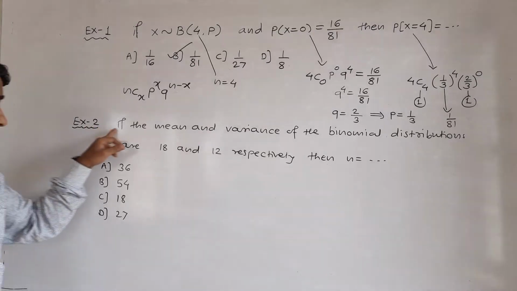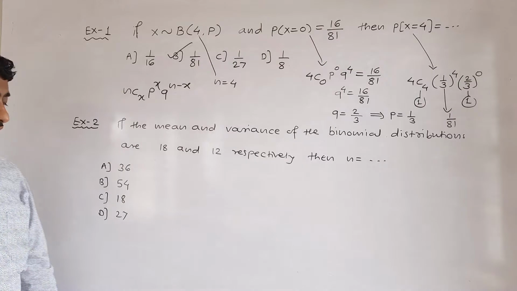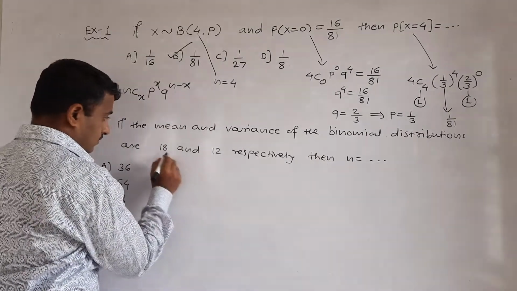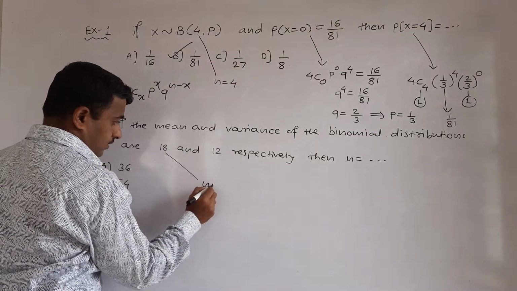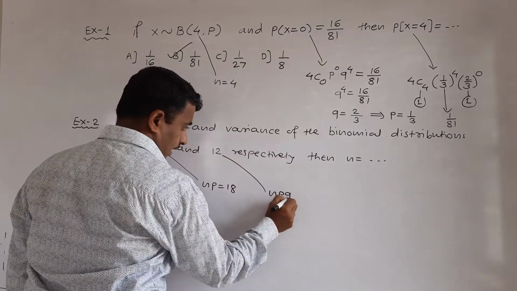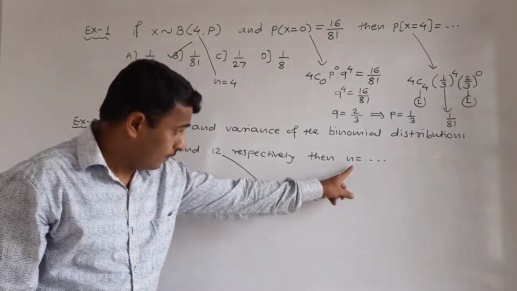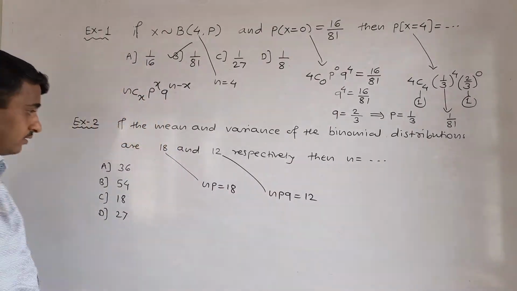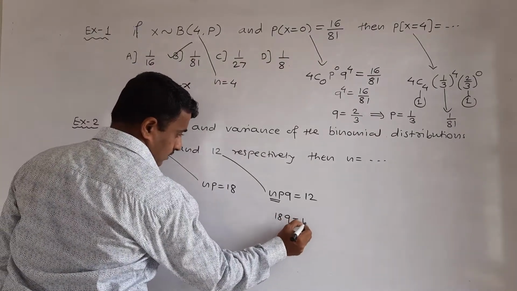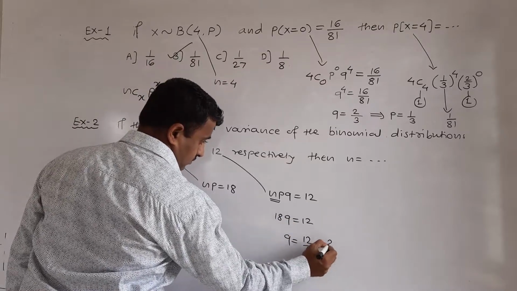Next example: if the mean and variance of the binomial distribution are 18 and 12 respectively, then the value of n is equal to. That is mean is np, np is equal to 18 given, and variance npq for binomial distribution is 12 given. What we have to calculate: np is equal to 18, put in this, 18 q is equal to 12, q is 12 by 18, it is 2 by 3.